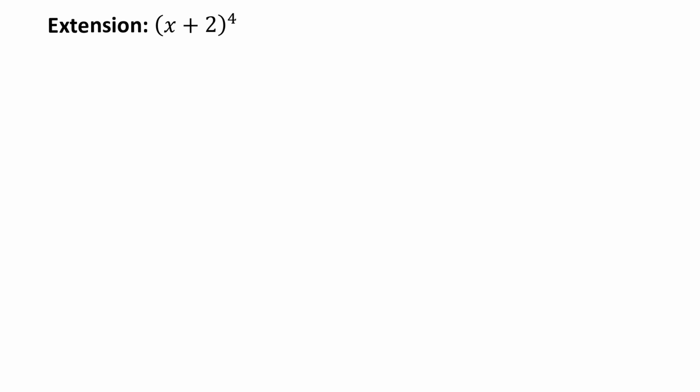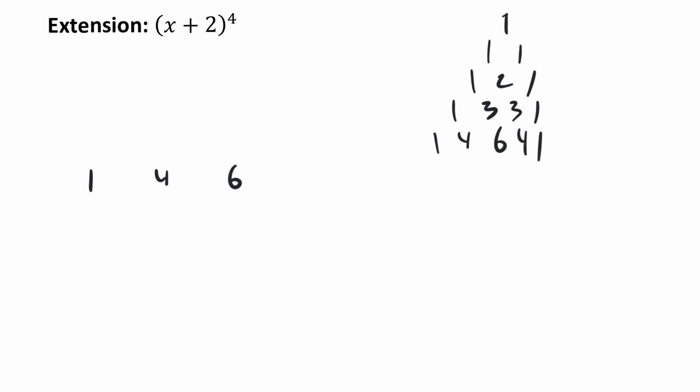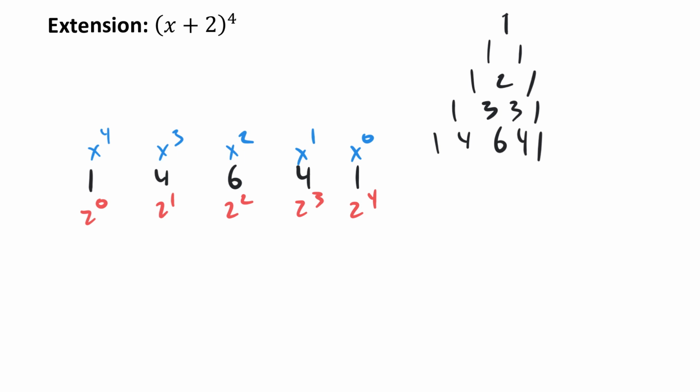All right, so assuming you gave that a try, we had 1, 1, 1, 1, 2, 1, 1, 3, 3, 1, 1, 4, 6, 4, 1. So the answer should include these numbers, 1, 4, 6, 4, and 1. I'm going to put the powers of x here, x to the 4, x to the 3, x to the 2, x to the 1, and x to the 0. Then I'm going to put the powers of 2 here, 2 to the 0, 2 to the 1, 2 to the 2, 2 to the 3, and 2 to the 4.